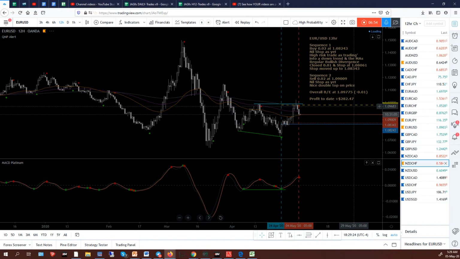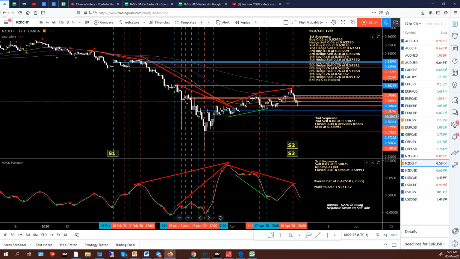We'll go to the New Zealand Swiss. Thank God it's the last pair. All right, this is a bit messy. There's been a lot happening on here, but we're slowly grinding my way out of it. Now, this morning, just trying to read my notes here, close sell. All right, sequence two was here. It was a sell, a buy, second sell.